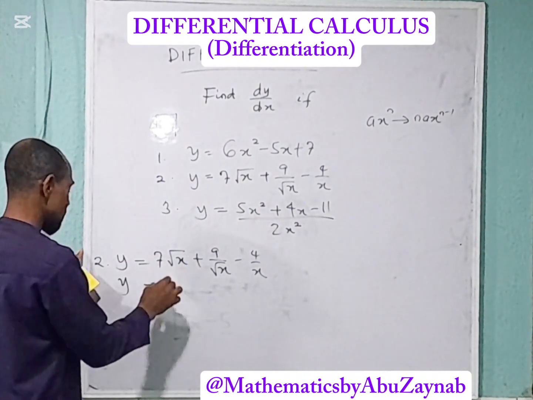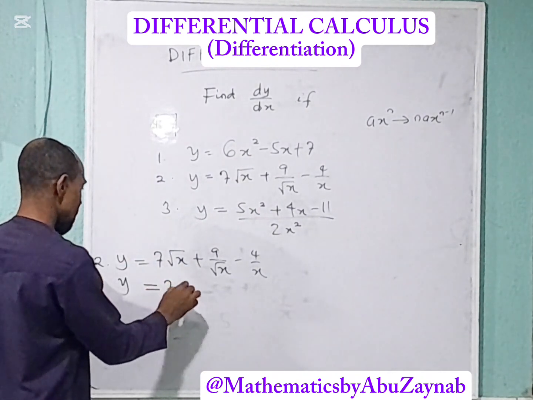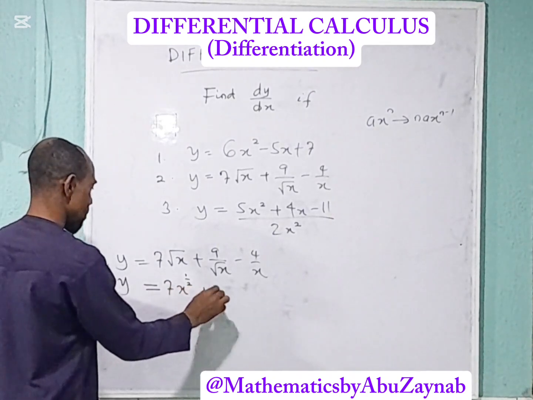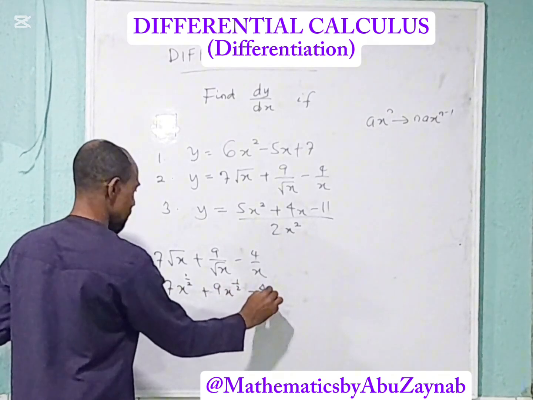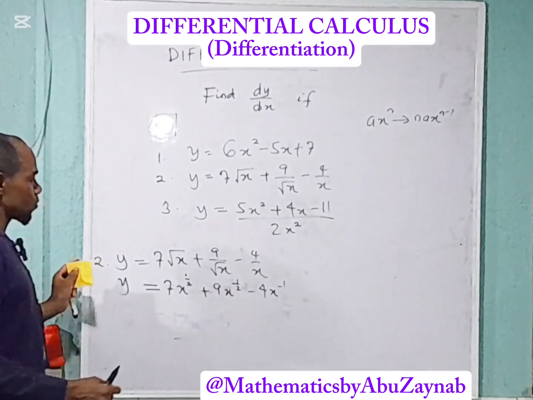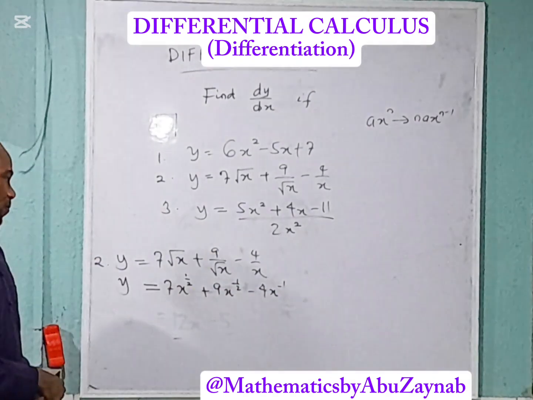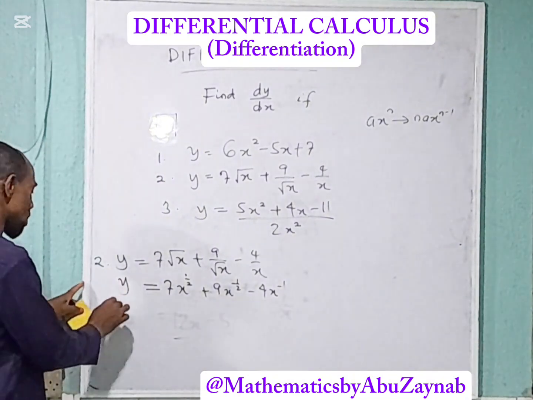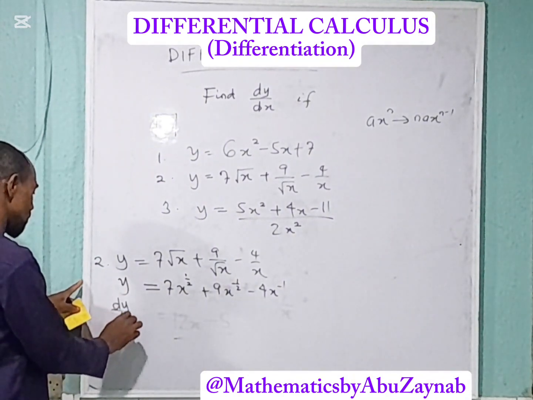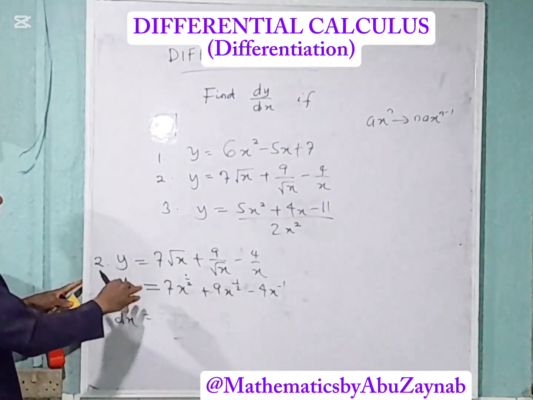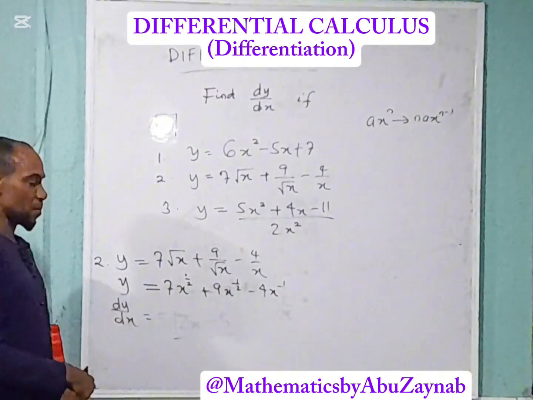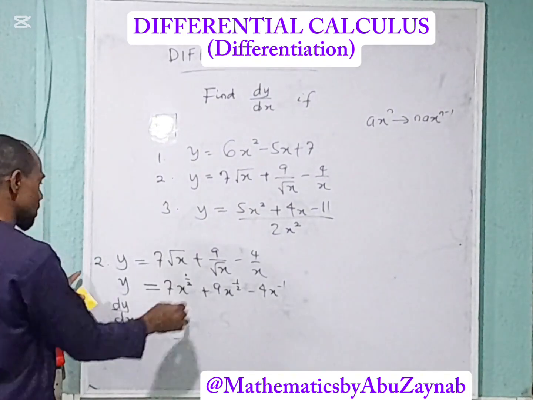So that means we write this actually as 7x power half plus 9x power minus half minus 4x power minus 1. So this is exclusively written in indices now. It's only then you can go ahead and differentiate. Take note, I have not differentiated at this line. I merely re-express the question in initial form. Then you can go ahead and differentiate.